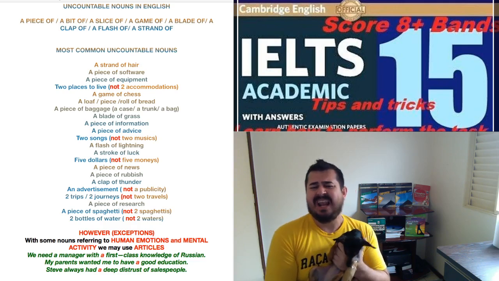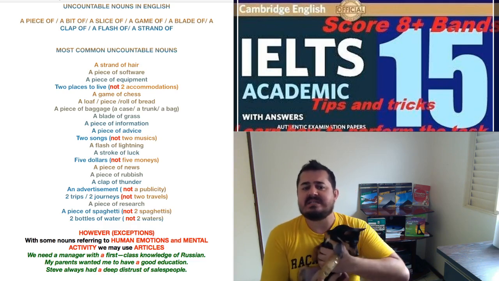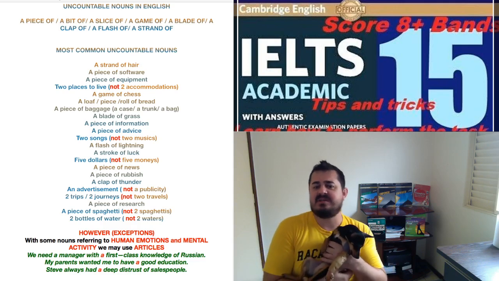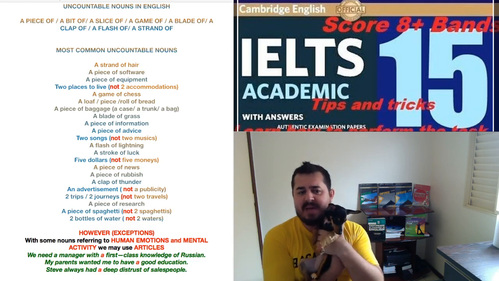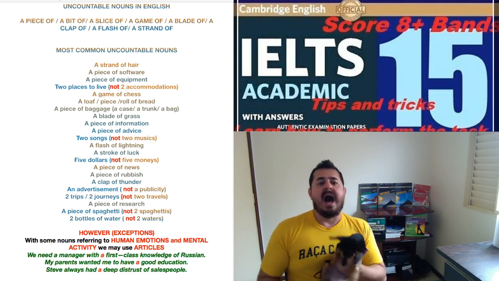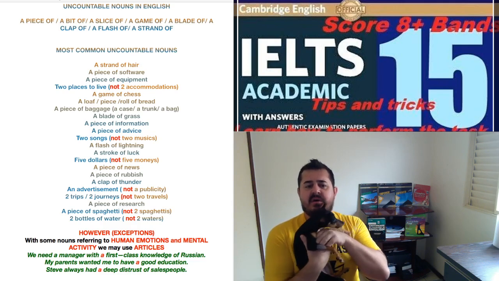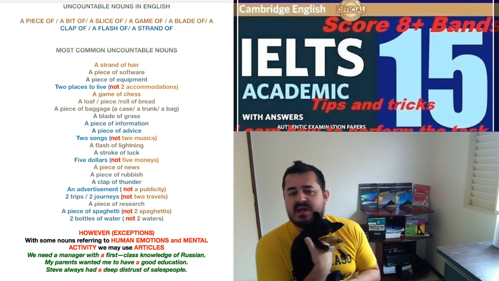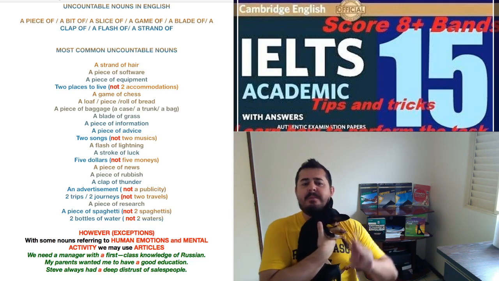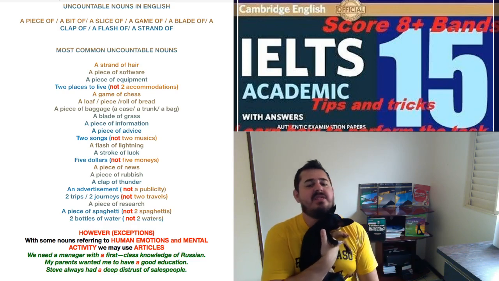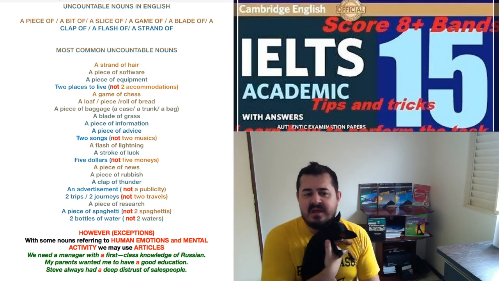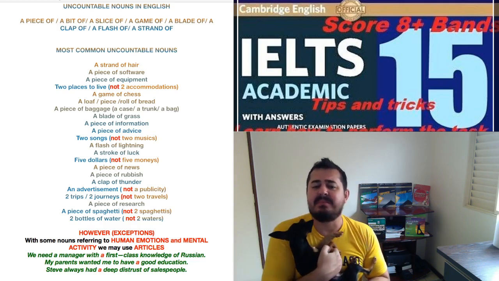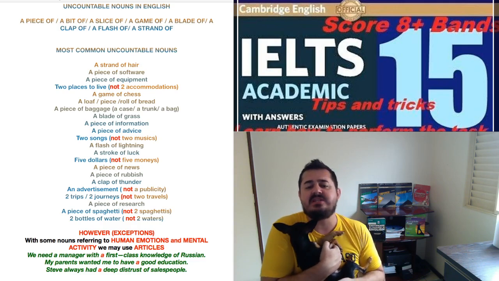A piece of baggage or luggage. You can count 2 cases, 2 trunks, 2 bags, but not 2 baggages, not 2 luggages. In that case, you say 2 pieces of baggage, 2 pieces of luggage. A blade of grass. When you are in your backyard, you don't count 2 grasses, but you count blades of grass. If you need 2 or 3 pieces of information, you cannot say you need 3 informations. You need 3 pieces of information. You need a piece of advice, or some advice, but you cannot say I need 2 advices.